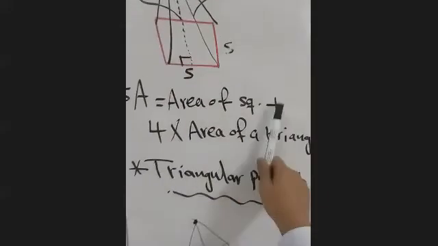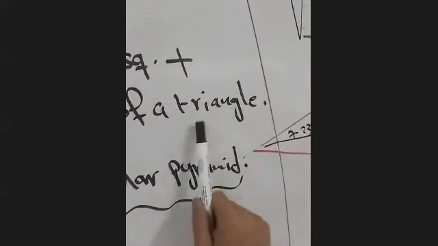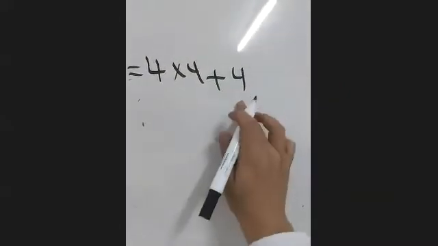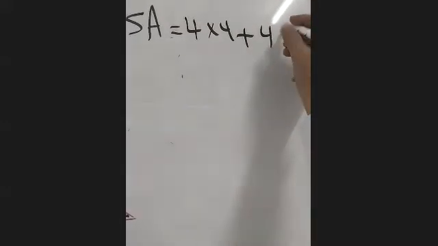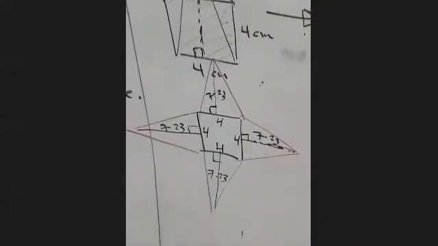Follow this one, plus 4 multiply area of a triangle. Why 4? Because how many triangles we have? 4 triangles. Multiply area of a triangle. Do you know the area of the triangle?